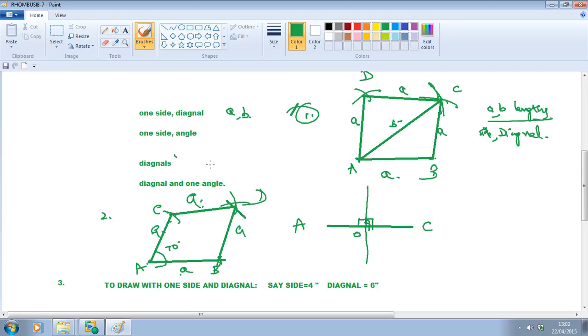So in this case, let us take AC is equal to E. What about BD? BD is equal to F. So we'll draw the perpendicular, and from O we can cut these two portions. How? This is F by 2. Here it is F by 2. Now join all the points. You'll get the rhombus. Now we can measure it also. This is the third example.